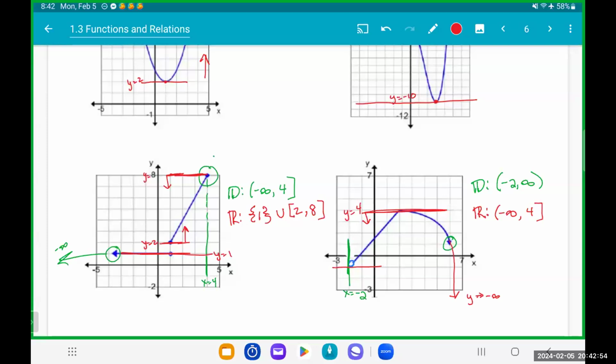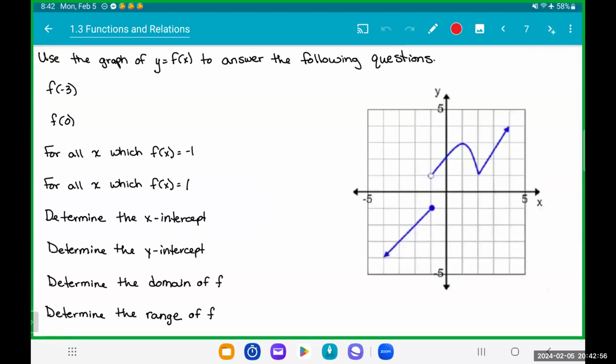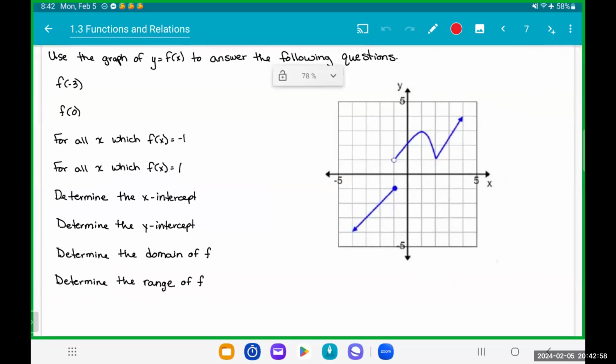Okay, perfect. All right, so the last bit of information I have from this section, and then we'll move into section 1.6, is we want to use the graph of the picture here to answer these questions on the left. This is something you really want to be able to do because you're going to see something similar to this on your exam.